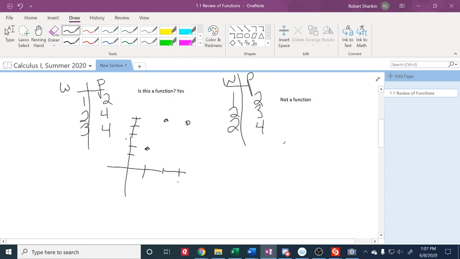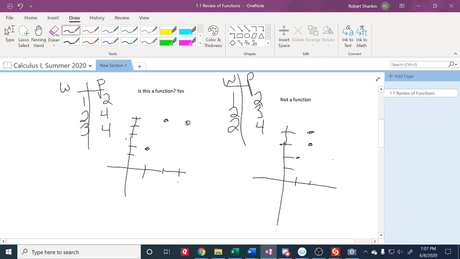But over here, you have the input of 1, the output of 2, the input of 2, the output of 3, the input of 2, the output of 4. It fails the vertical line test. The vertical line right through here is going to intersect the graph more than once.